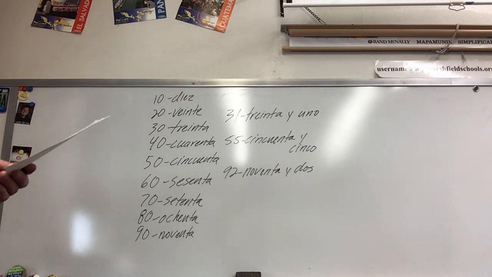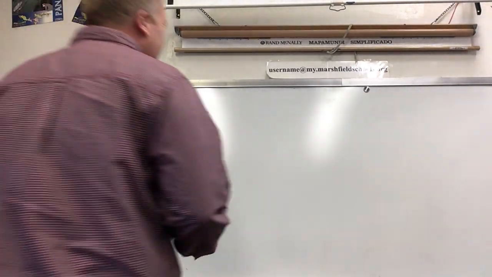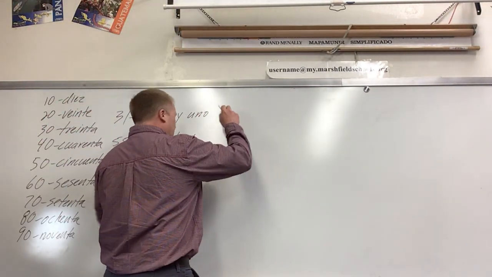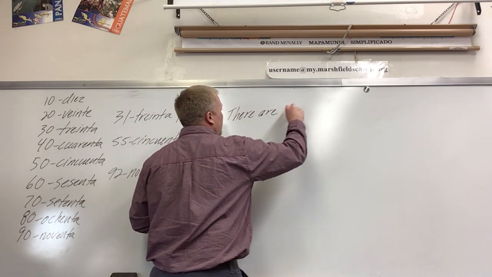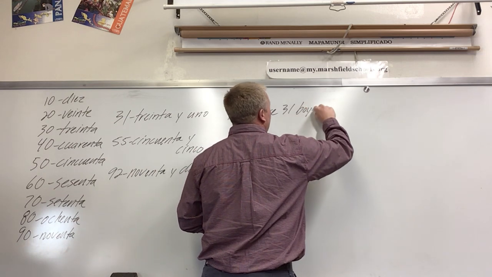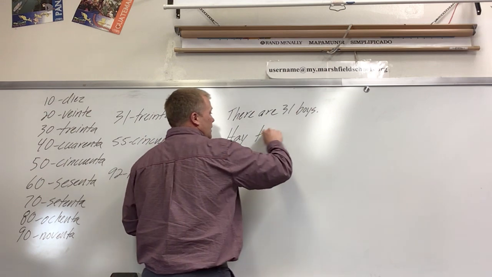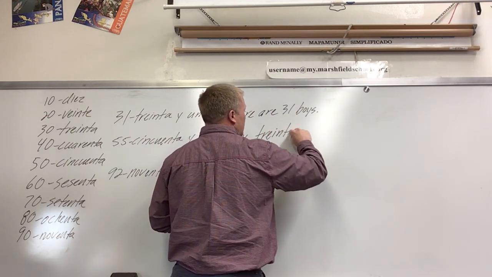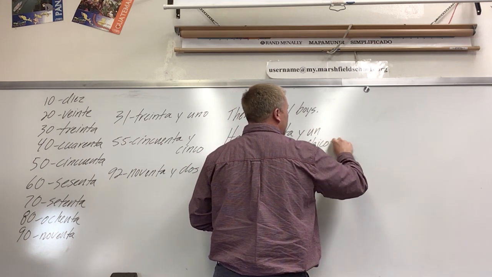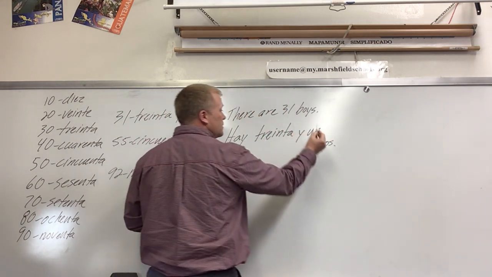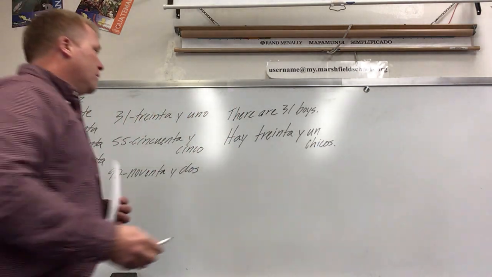Okay? Bien. So, with un and una, this is something we talked about just briefly once again in the fall. So if we want to say there are 31 boys, okay? So there is or there are is hay. So we're going to say treinta y un chicos. Why un? Because the word chicos is masculine. Treinta y un chicos.